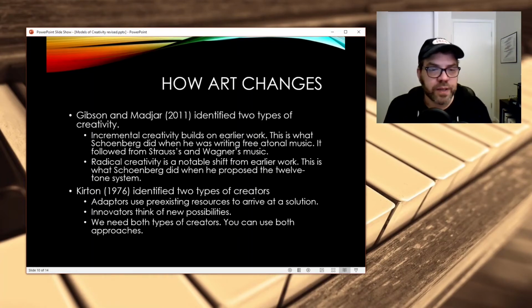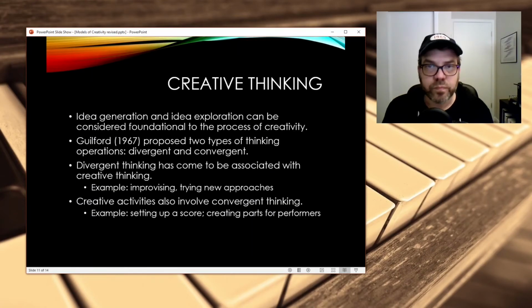And then Curtin in 1976 identified 2 types of creators: adapters and innovators. And I think sometimes there's kind of a bias. You think that innovators are the better types of creators, but you really need both. And if you're an adapter, you can be really skilled at adapting things. So you don't necessarily have to be an innovator to be a good creator. And definitely within the same person, you can use both approaches.